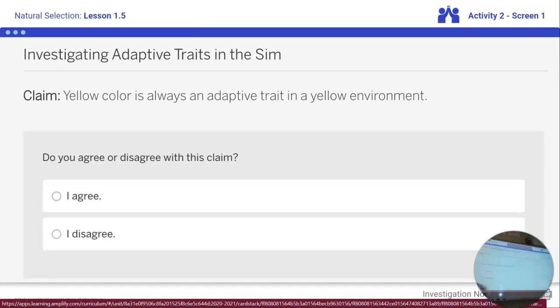Is yellow always adaptive if I'm in a yellow environment? Can somebody read for me the first three bulleted points? First three. Marie, go ahead.